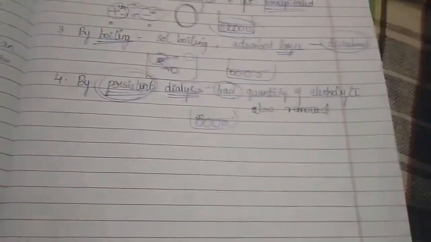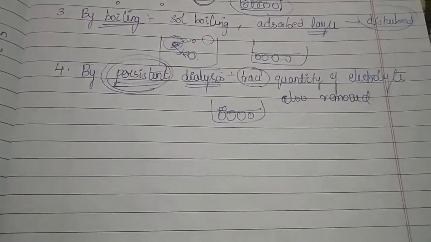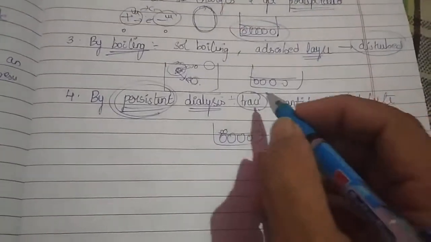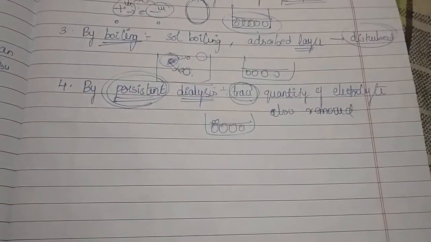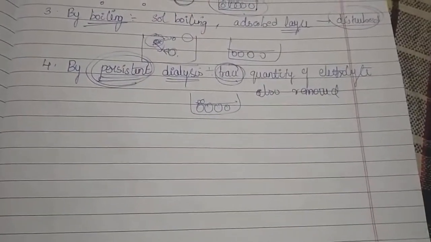Able to understand? So on prolonged dialysis, persistent dialysis, in other words, is a prolonged dialysis. What happens is basically we are removing the trace quantities of electrolyte completely. Then what happens, colloids will become unstable.